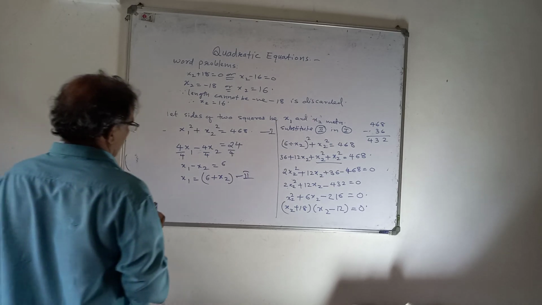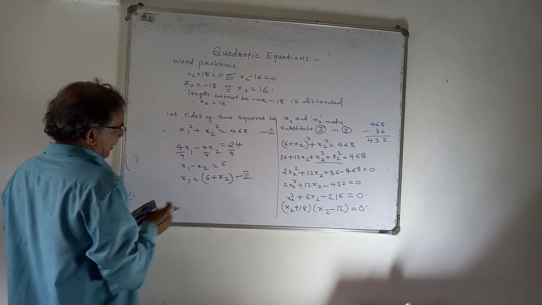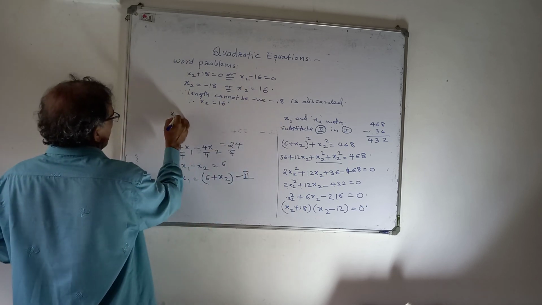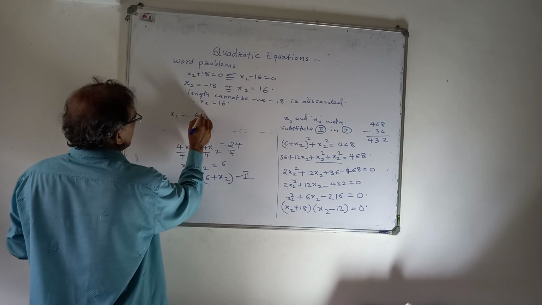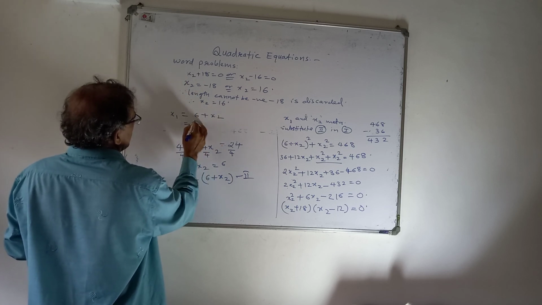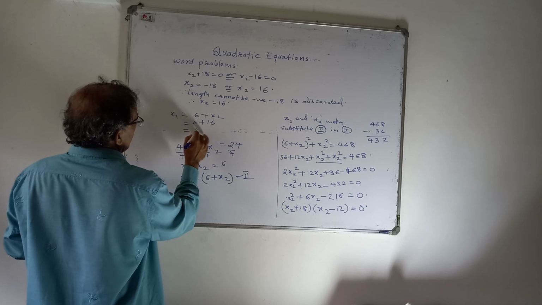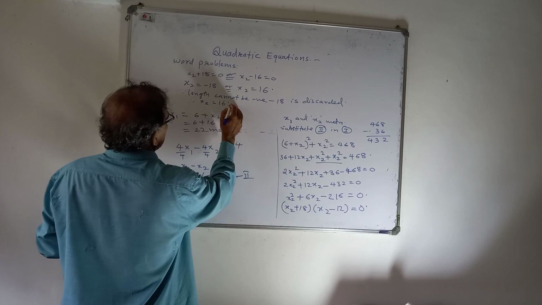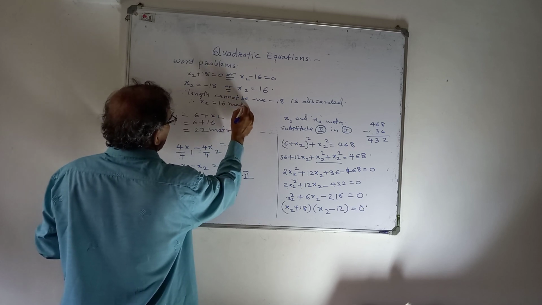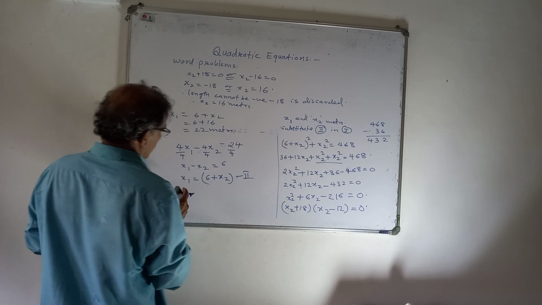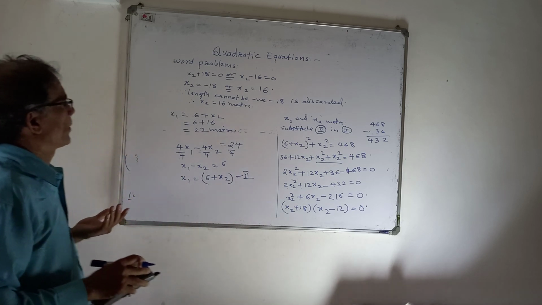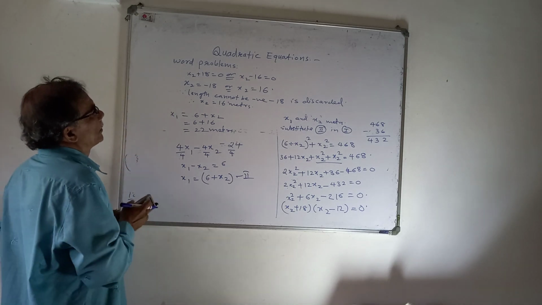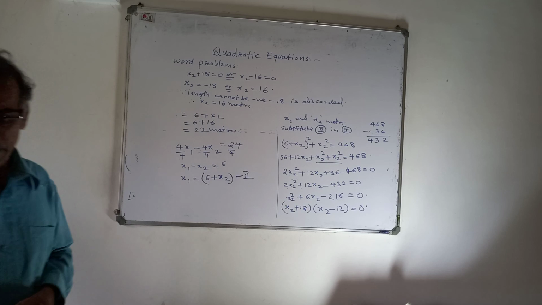Then, to find x1, we can use this relation. So, x1 is equal to 6 plus x2. That is 6 plus 12, 18 meters. And this is 12 meters. So then you can write the sides of the squares are 12 meters and 18 meters. Okay. So let us finish now.